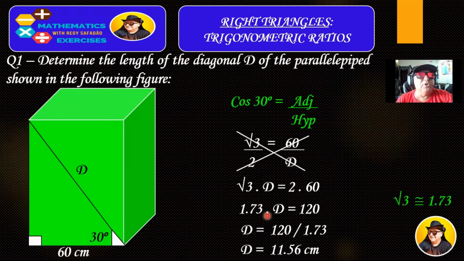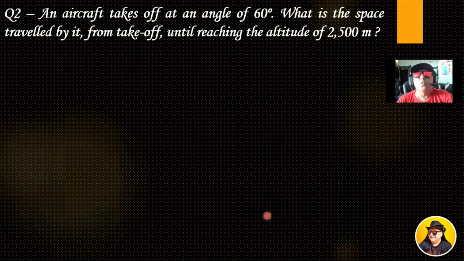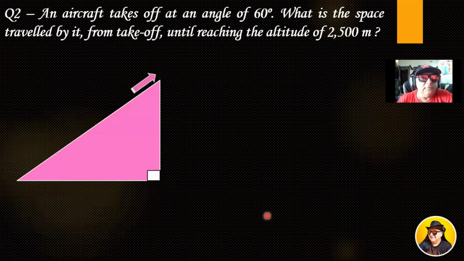Let's go to question number 2. It's another word problem. An aircraft takes off at an angle of 60 degrees. What's the space traveled by it from takeoff until reaching the altitude of 2,500 meters? Let's see a figure. This arrow right here is supposed to be the aircraft. The figure is only to make you understand the situation, so pay attention.